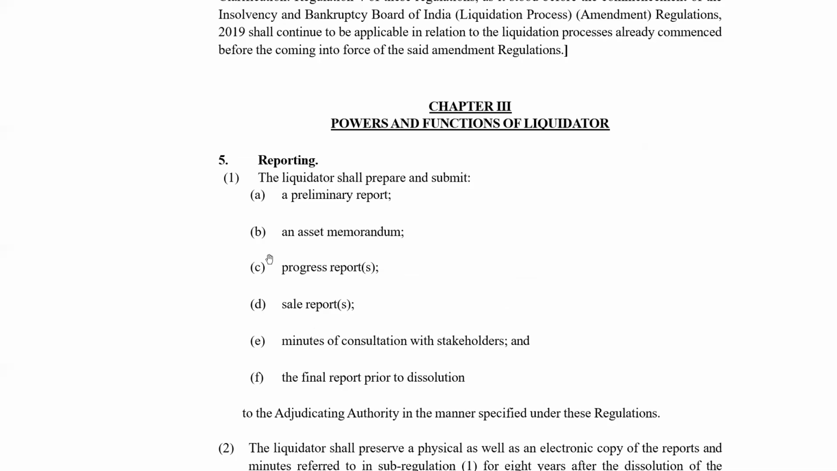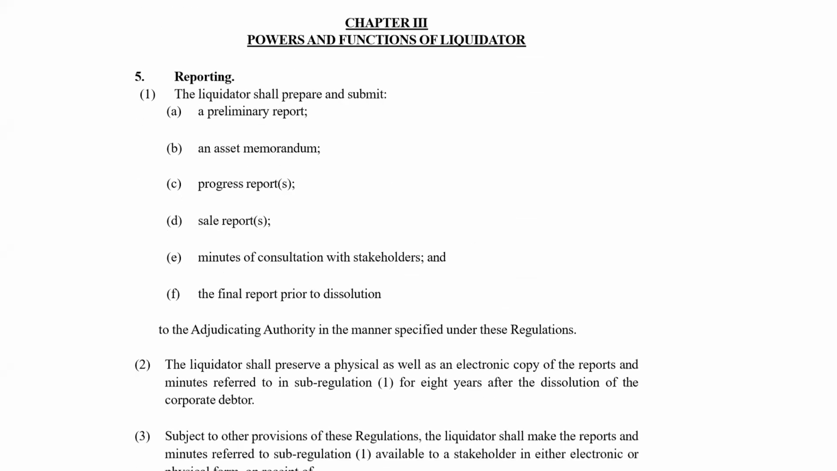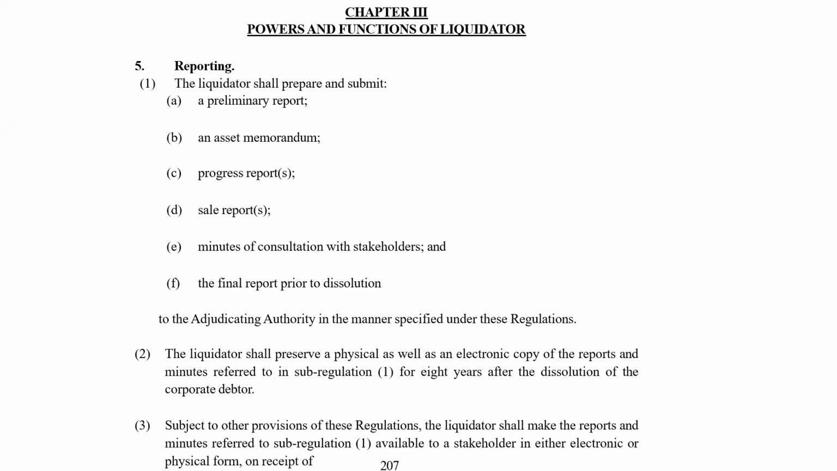एक तो प्रिलिमिनरी रिपोर्ट, एसेट मेमोरेंडम, asset memorandum is something similar to information memorandum. Then progress reports, quarterly progress reports are to be made, sale reports, minutes of consultation with stakeholders, and final report prior to dissolution, जो हमने फॉर्म एच था, ठीक है, फॉर्म एच के साथ में फाइनल रिपोर्ट टू द एडजुडिकेटिंग अथॉरिटी.